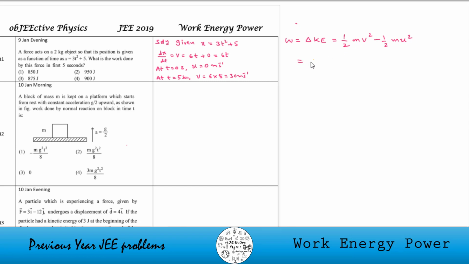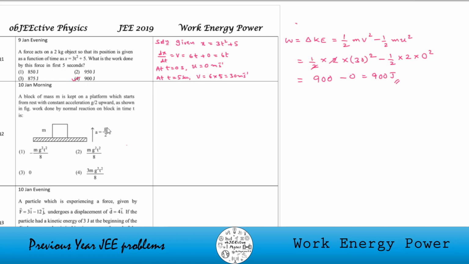So that is equal to half into mass, which is given in the question as 2 kg, into final velocity 30 whole square, minus half into 2 into 0 square. Here in the first term the 2s cancel, so that is equal to 30 square, which is 900, minus the second term 0. So that is equal to 900 joules is the answer, that is option 4 is the right option.